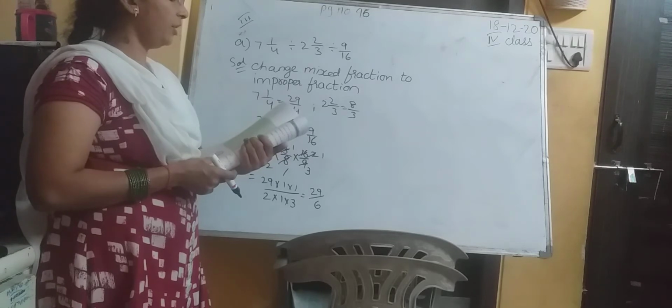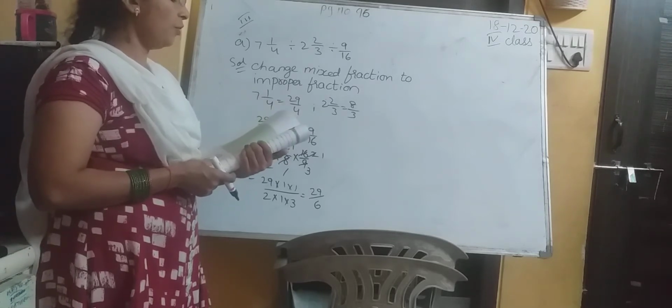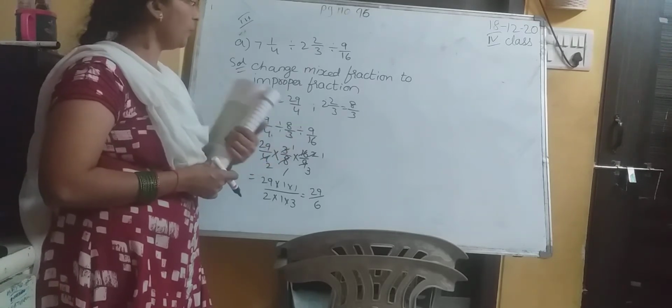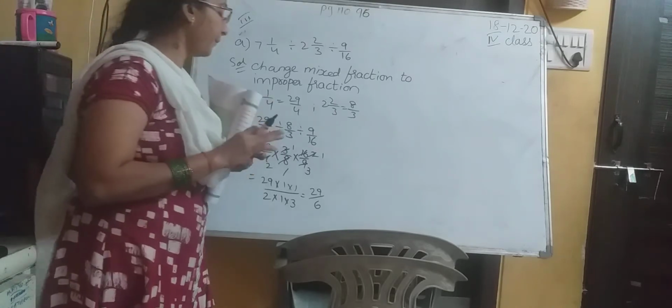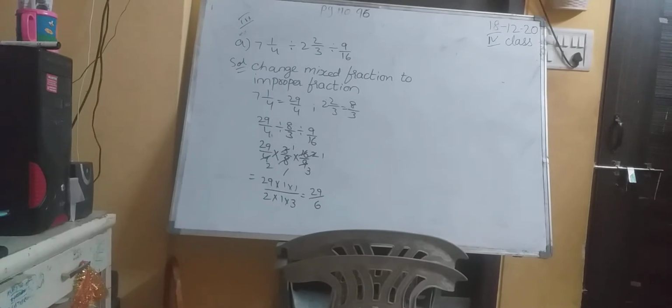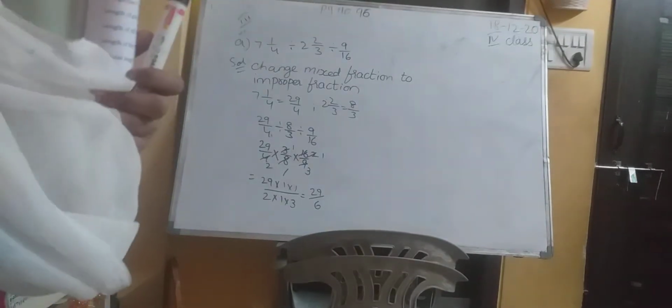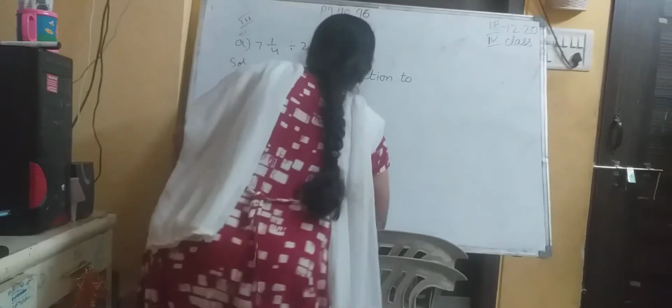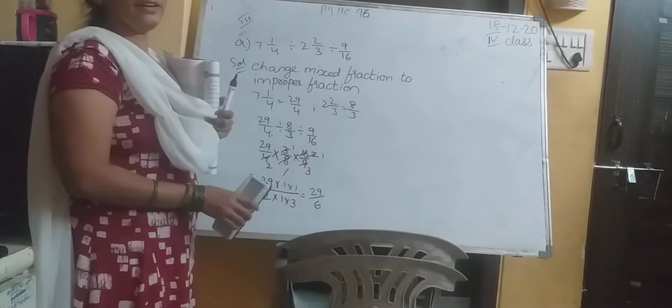Now I'll tell you D1, B, C are for homework. Now I'm going to explain D1. Come on, write D1. Did you all write this, children?